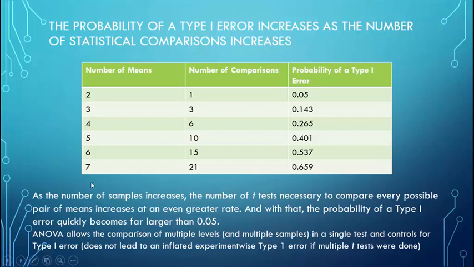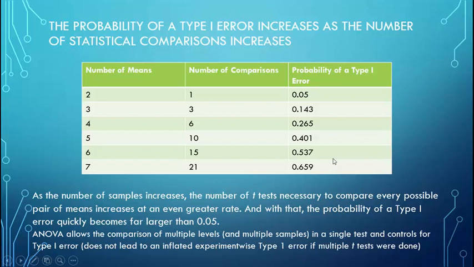And you can see by the time you get to 7 groups, like if we said we're going to compare people who have 1 hour of sleep, 2 hours of sleep, 3 hours of sleep, 4 hours of sleep, 5 hours of sleep, 6 hours, and 7 hours, so we have 7 groups on test score, there are now 21 pairwise comparisons, 21 pairs of means that can be compared. And if you do that, you are at a 66% chance that somewhere in there you've made a false alarm. So as the number of your sample means increases, the probability of making a type 1 error increases.